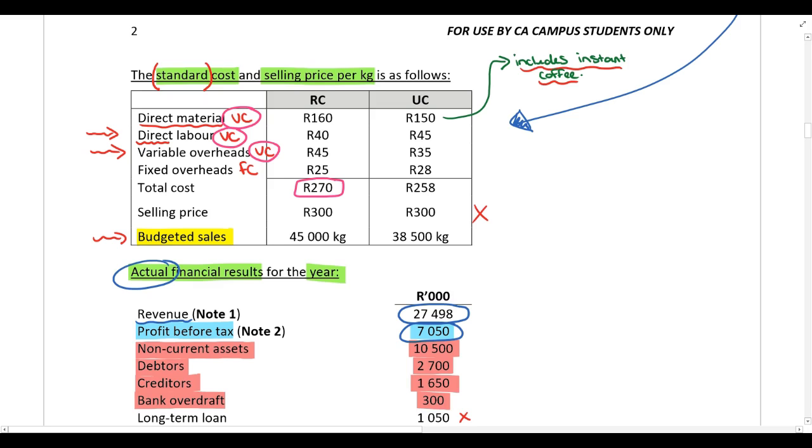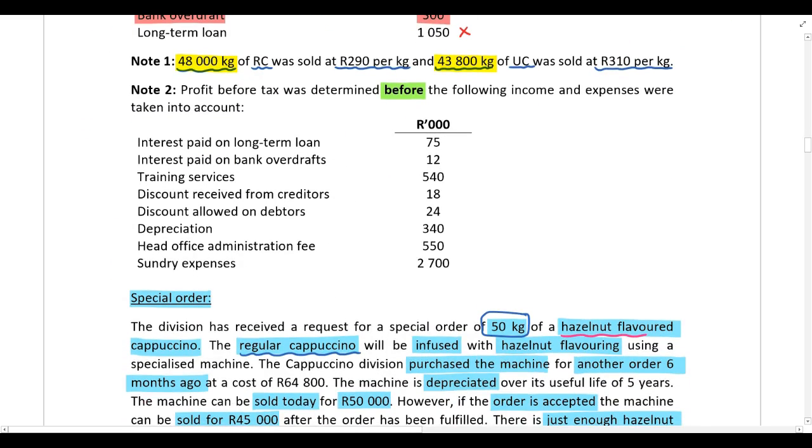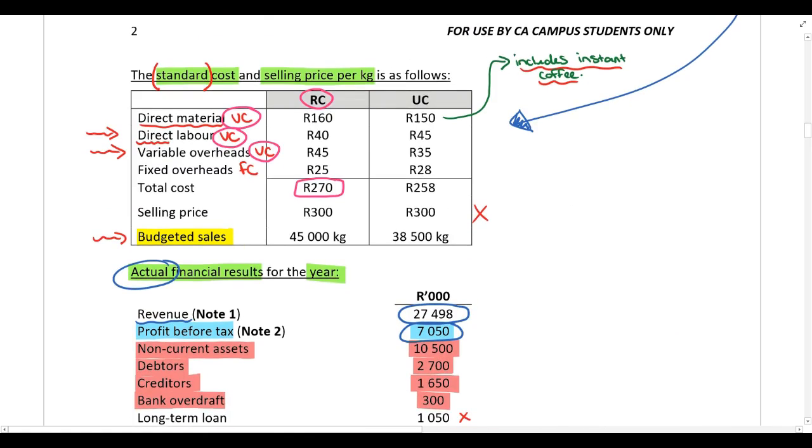And again, think about it logically. Why will those costs be relevant? Because it's a variable cost. So if the cappuccino division now has to produce more of the regular cappuccino so that they can supply 50 kilograms of this hazelnut flavored cappuccino for the special order, then all of these variable costs are going to increase as a direct result of the special order. So obviously that's relevant. The material costs are going to go up, the labor costs are going to go up, the variable overhead cost is going to go up. And all of these costs are going to increase as a direct result of the special order. So that's definitely relevant. However, here's the first mistake that our accountant has made.